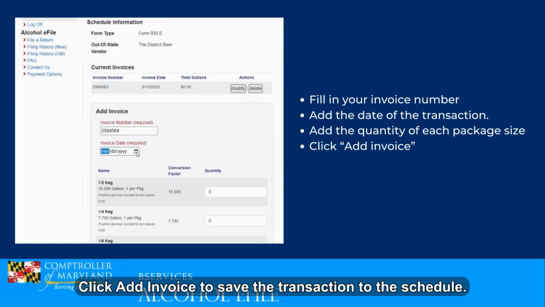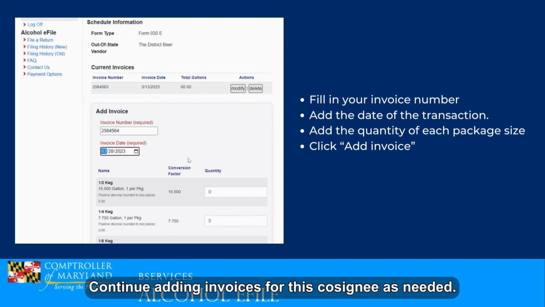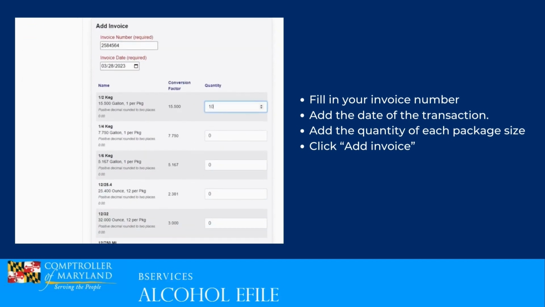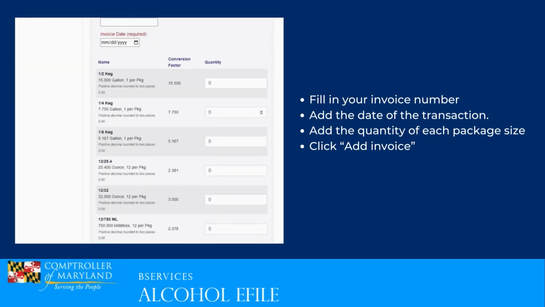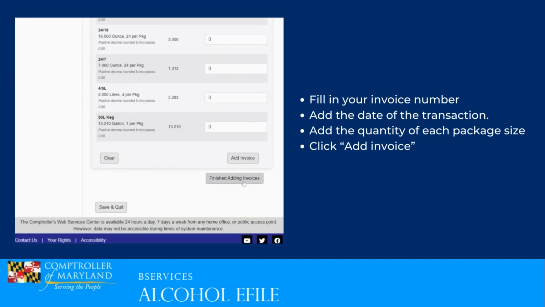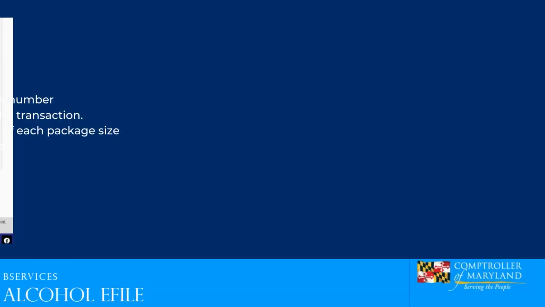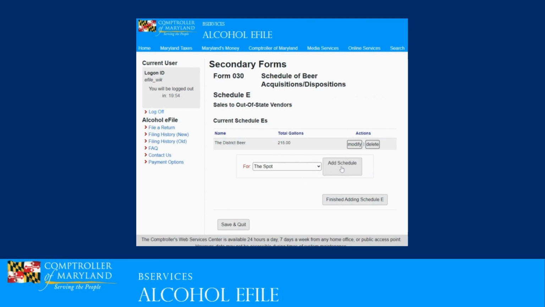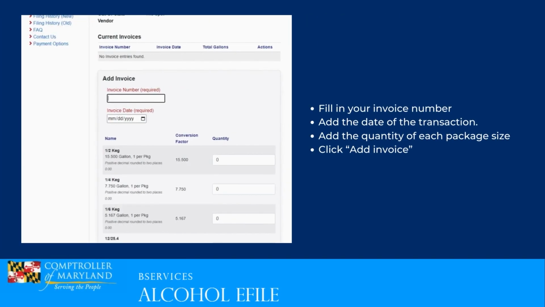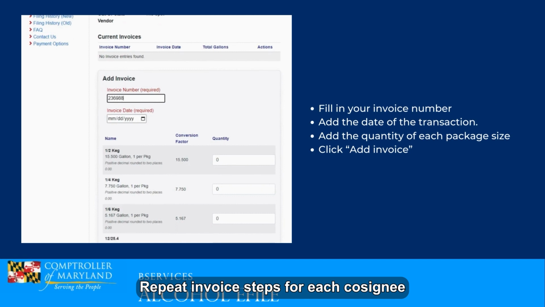Click Add Invoice to save the transaction to the schedule. Continue adding invoices for this consignee as needed. Click Finished adding invoices to return to the schedule and select a different consignee. Repeat invoice steps for each consignee.